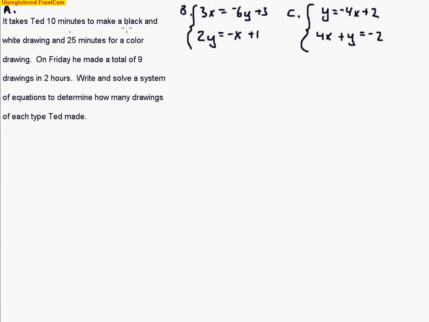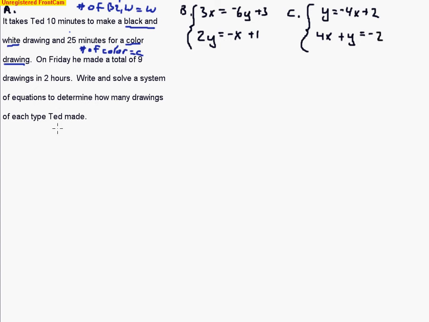Well, let's take a look at our unknowns. Here's one of them right here. Black and white drawings. How many did he end up drawing? We don't know. So we'll call the number of black and white drawings W, because a B might look too much like a 6. The other unknown is the color drawings. So why don't we say the number of color drawings equals C for color.